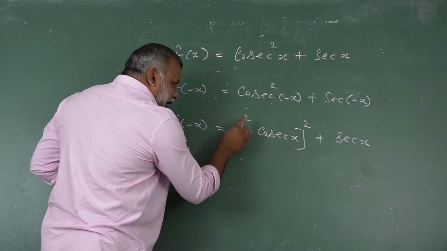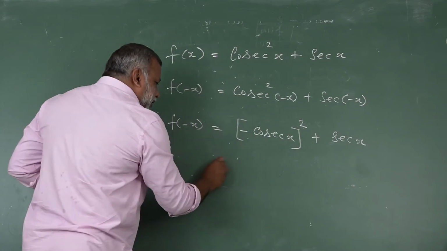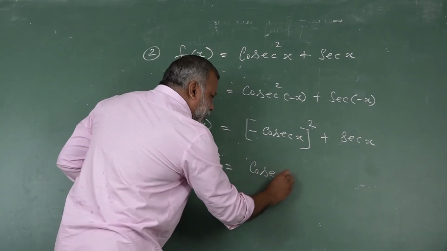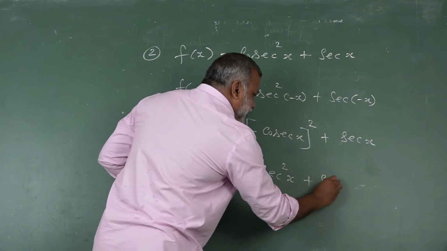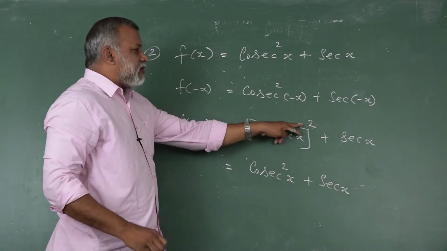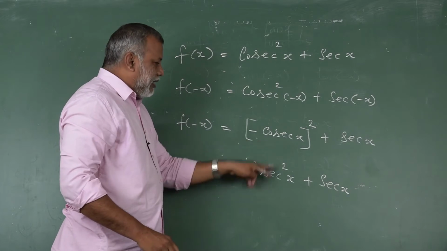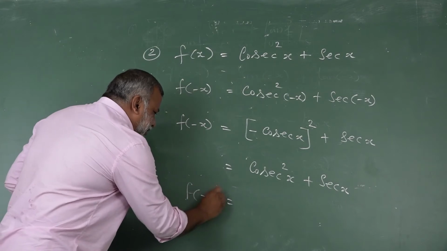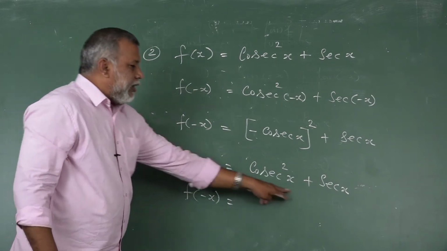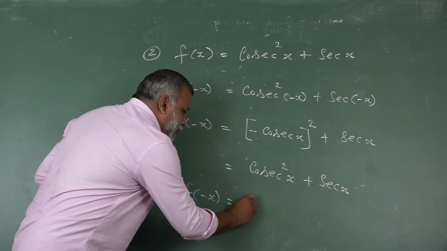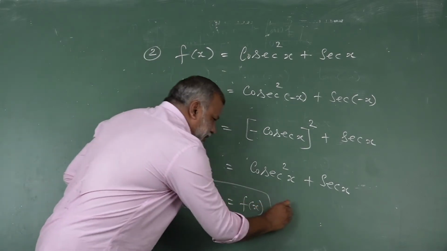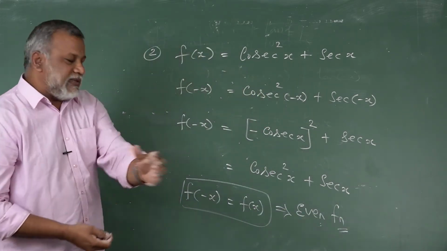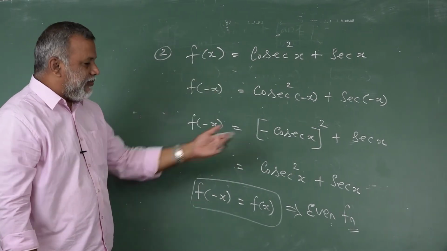Now see this negative cosecant x the whole square. This negative must become positive because of the square. We can write it like this: cosecant squared x plus secant x. The remaining is cosecant squared plus secant x. Now listen, f of minus x is once again equal to f of x. So this is called an even function. The first example was for odd, and now the second example is for even.